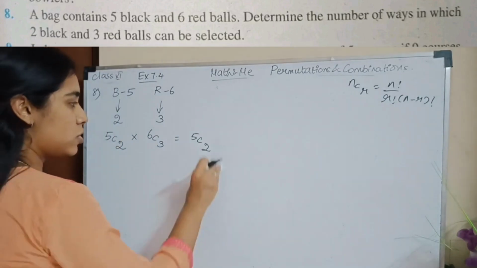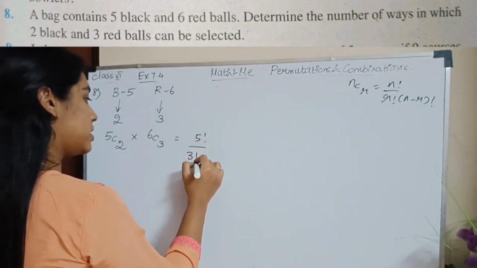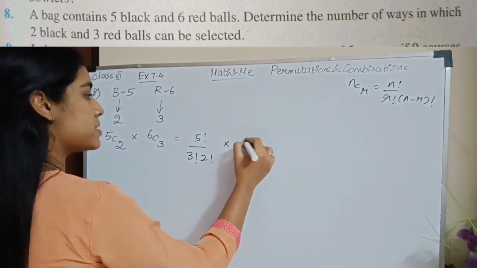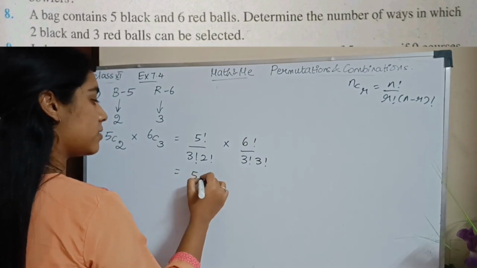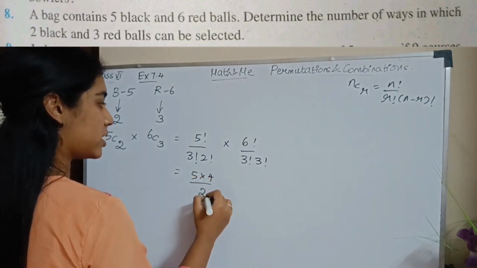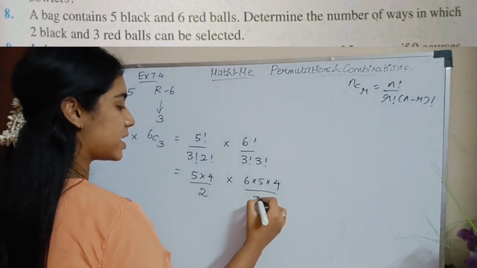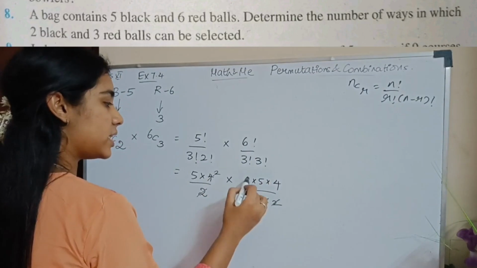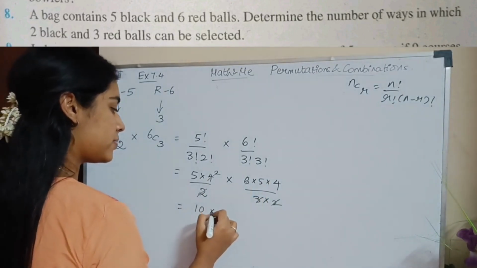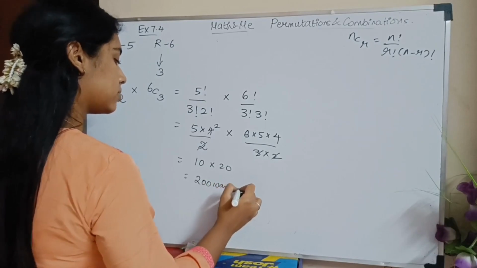So 5C2 is 5 factorial over 3 factorial times 2 factorial, times 6C3, which is 6 factorial over 3 factorial times 3 factorial. Which will be 5 into 4 times 3 factorial over 2, times 6, 5, 4, with 3 factorial cancelling. I'll have 3 factorial, which is 3 into 2. So 2 2s are 4, 3 2s are 6. So I'll be left with 10 into 20, which is 200 ways.